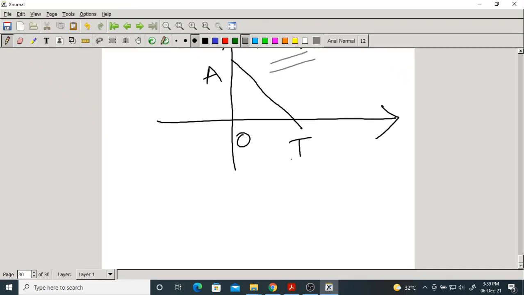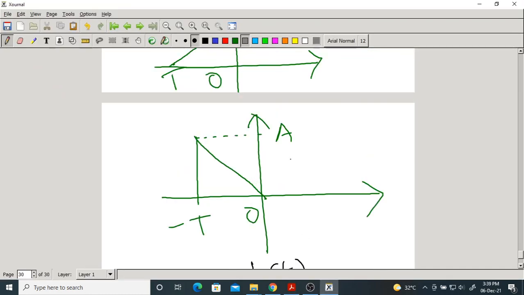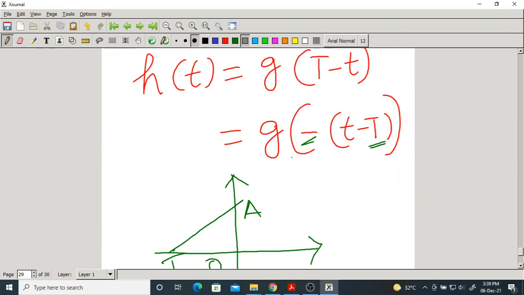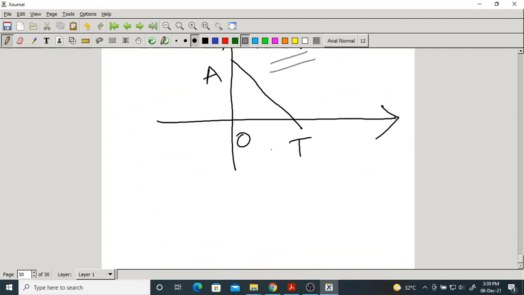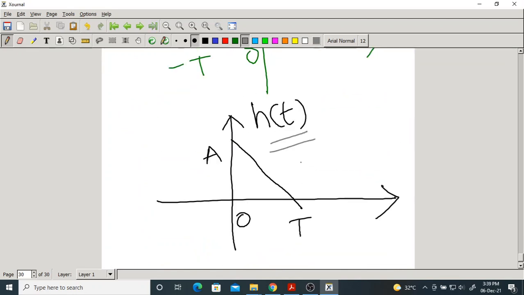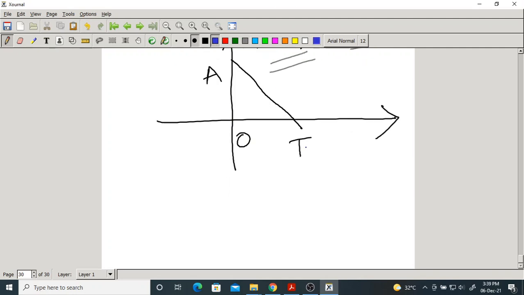Suppose this is g of t. This is a filter matched to g of t, h of t, which equals g of capital T minus small t. Please remember, it involves two operations: time reversal and shifting towards the right side by capital T seconds.